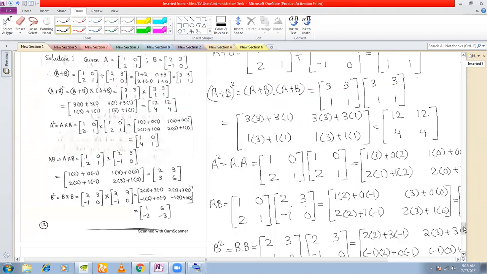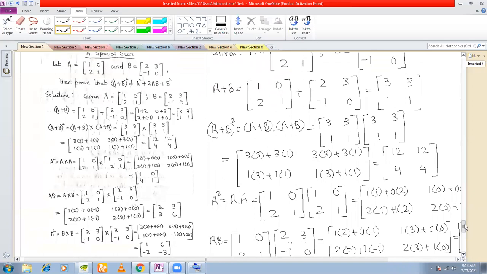A plus B whole square. How much had we found A plus B whole square? 3, 3, 1, 1.